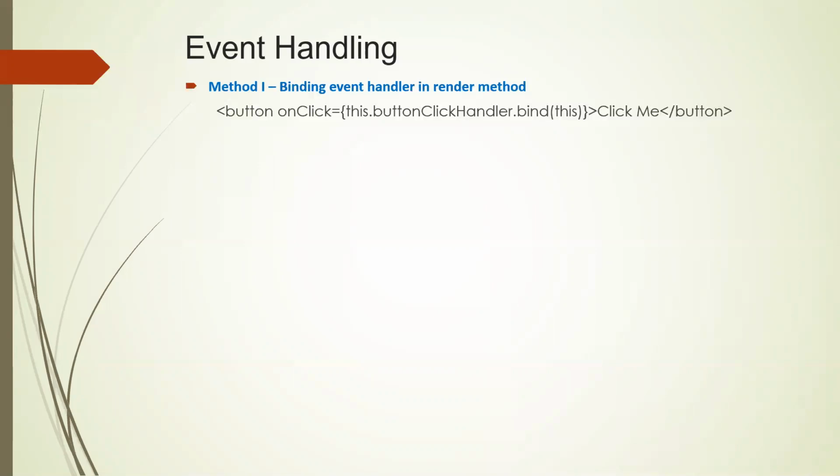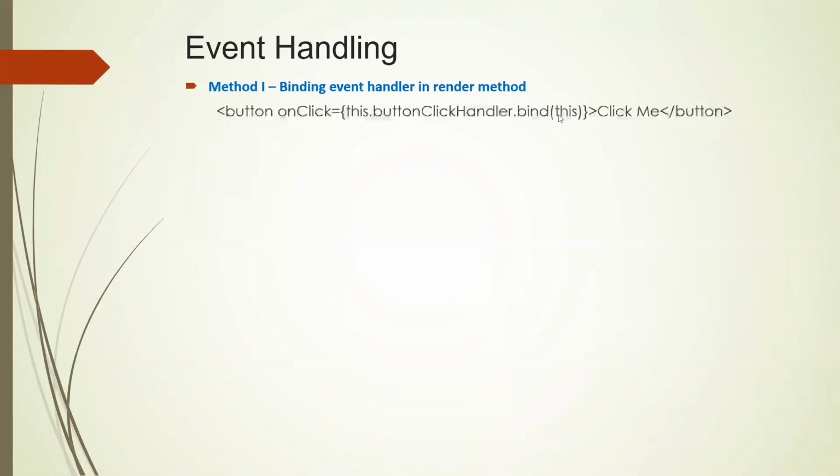Among these, the first one is binding the event handler in the render method. So assume that I have a component, and in the component I have a render method. In that render method, assume I am displaying some button with click me as button text. So I want to handle that button event. There I can define a method, and from there I can just bind that method and pass the this parameter. This basically is the context, referring to that class.